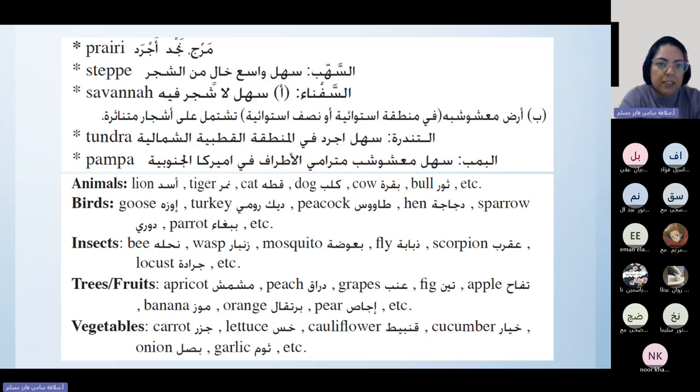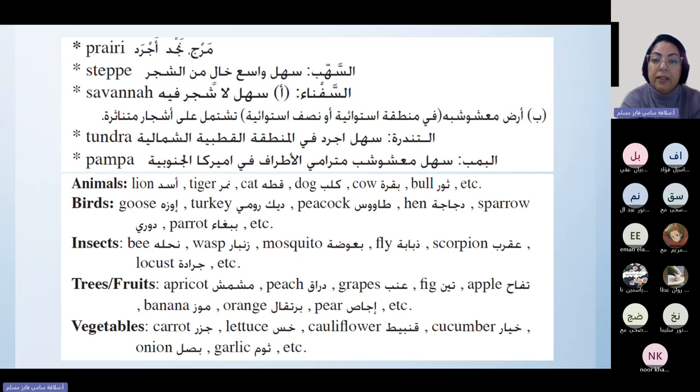Yalla Yasmeen, read the word and its equivalent. Prairie. المرج أو الأجرد. Exactly. So the word prairie has an equivalent called مرج, a natural equivalent in Arabic.